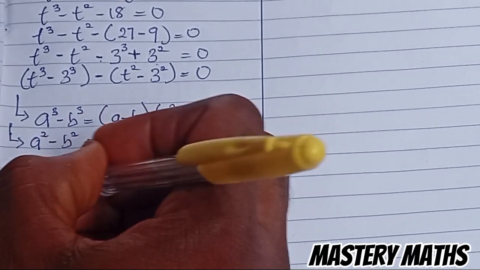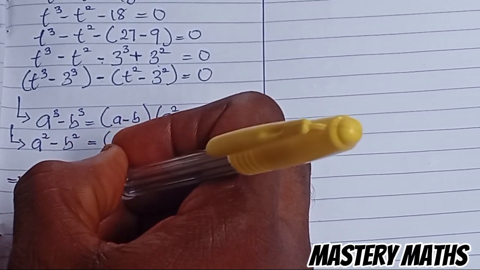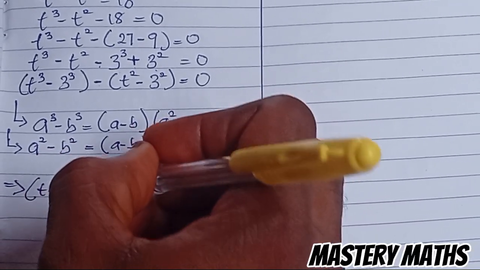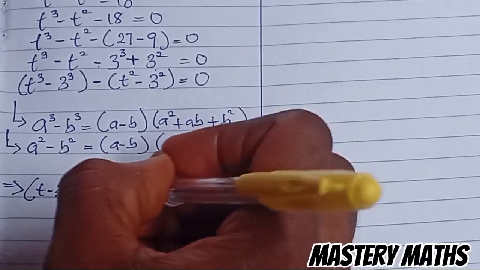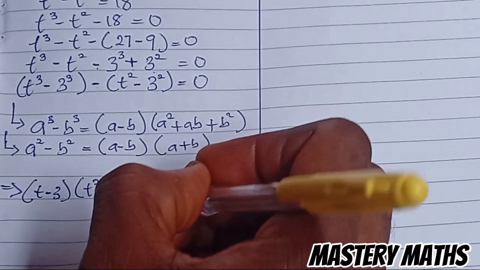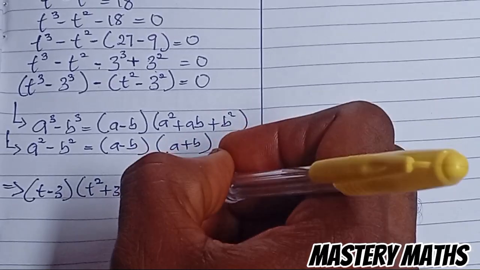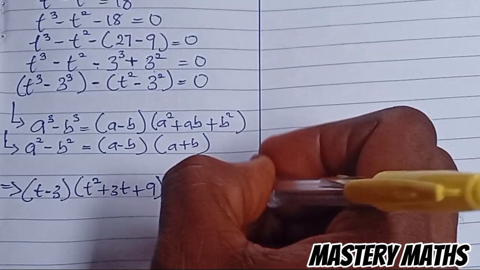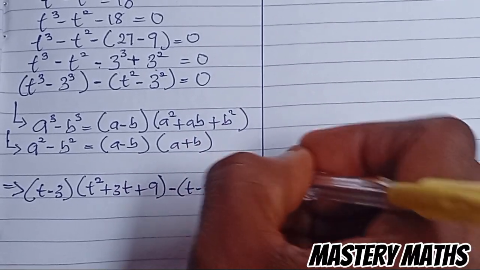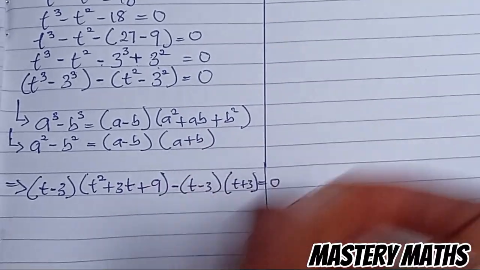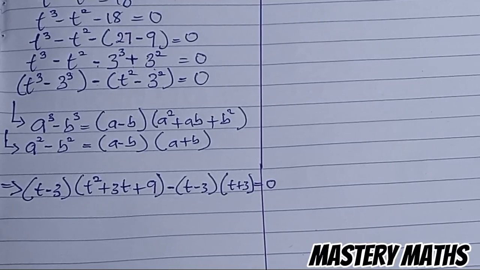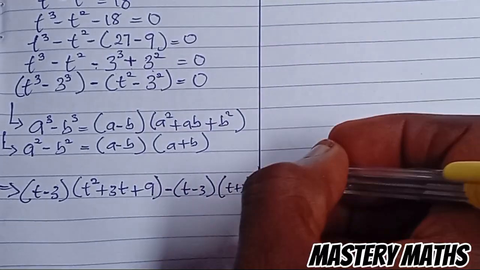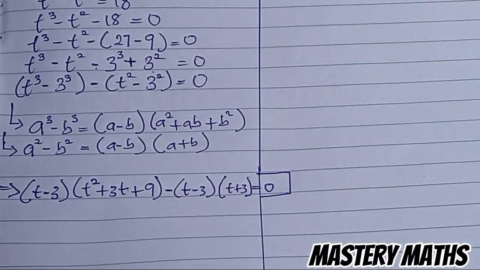In fixing in the values, it's going to be: you have t minus 3, the difference of two cubes, then you open the bracket, t squared plus 3t plus 9. See it now? Then you have t minus 3, close it, then you open the bracket and you have t plus 3, equal to 0. You are combining the difference of two cubes and the difference of two squares. We're combining them together.